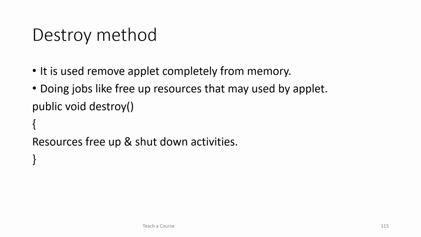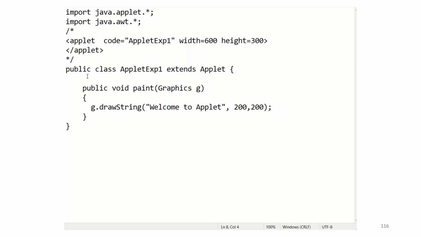The last one is the destroy method. It is used to remove the applet completely from memory. It is just like a destructor, doing jobs like freeing up resources that may be used by the applet. The skeleton is public void destroy, resource free up, shut down activities.